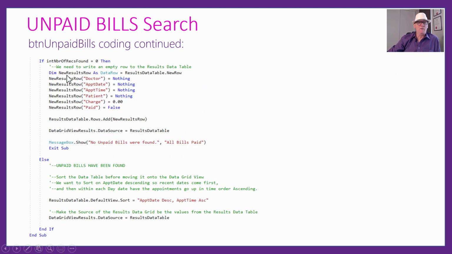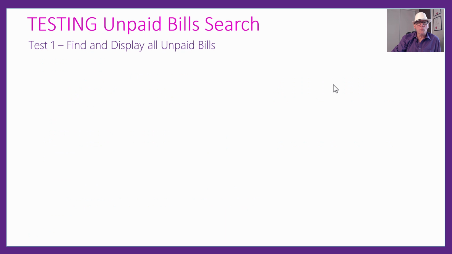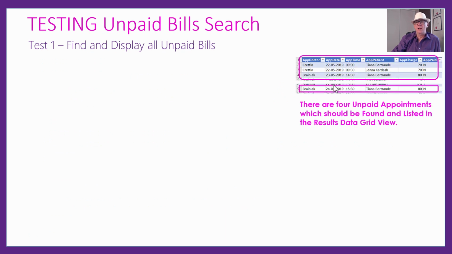And then if something's not found, we can format up a completely blank record and give them a message: no unpaid bills were found, all bills have been paid. So we can do all that. And then the modifications we make for that little section, when we've copied and pasted the doctor stuff, just change it like this to be the unpaid bills stuff. And when we test it, test number 1, find and display unpaid bills.